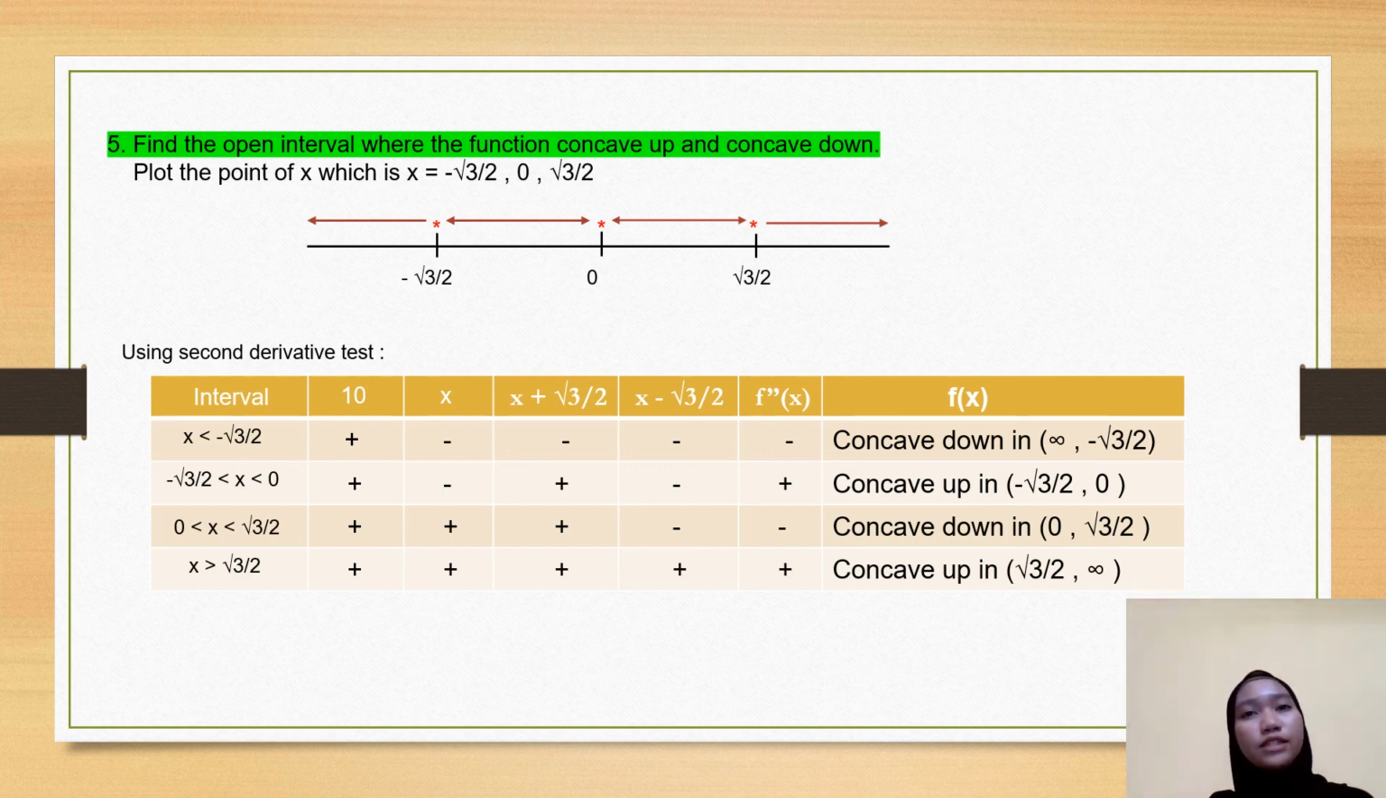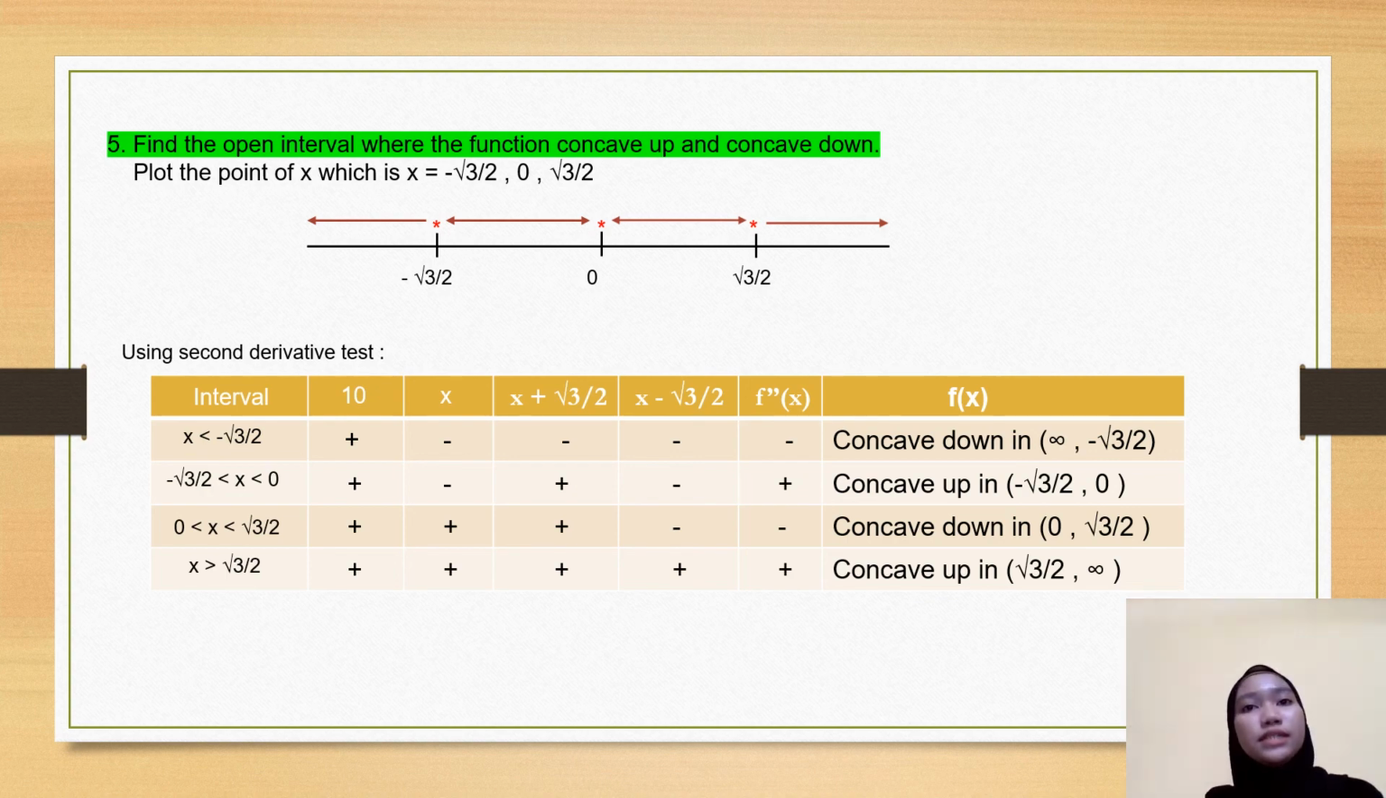And for f double prime x, we got negative. Second column, when we substitute any of the interval of x here, we get positive, negative, positive, negative here. And lastly, for f double prime x, we get positive. Third column, when we substitute any value of x here, we got positive, positive, positive, and negative. And for f double prime x, we got negative. For the last column, x greater than root 3 over 2, we got positive, positive, positive, positive. And for f double prime x, we got positive.